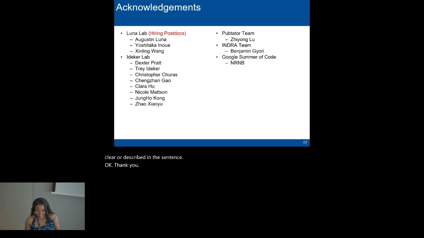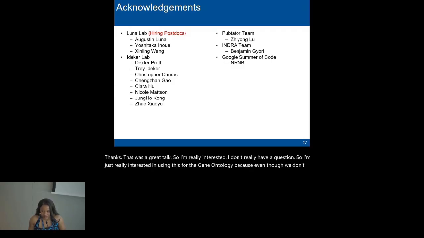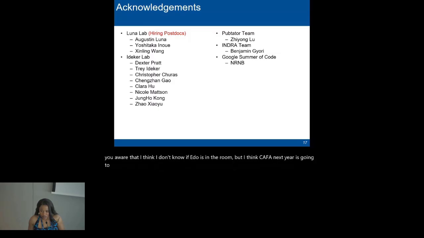Thanks. That was a great talk. I don't really have a question. I'm just really interested in using this for the Gene Ontology, because even though we don't use BEL format, our GO-CAM pathway format can be mapped to BEL. I also wanted to make you aware that CAFA next year is going to have a competition for predicting GO-CAMs. I think this could be very useful for that, and I encourage you to enter that competition. Okay, thank you very much.